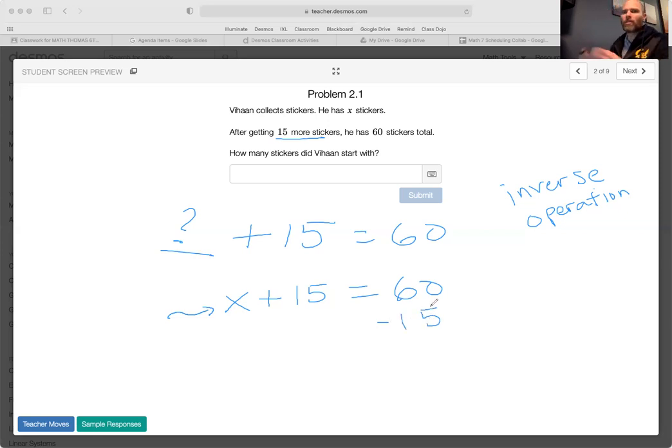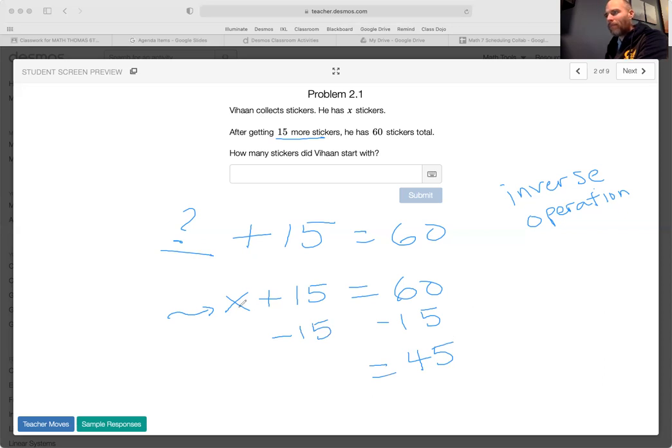Well, the thing about equations is, in order to maintain their trueness, in order to keep the scales of the two sides of the equal sign balanced, if I take 15 away from this side, I have to take 15 away from this side as well to keep it fair and equal. So I'm going to write minus 15 here as well. One on this side of the equal sign, and another minus 15 on the other side. And so what happens is, on this side, I get 60 minus 15, which equals 45.